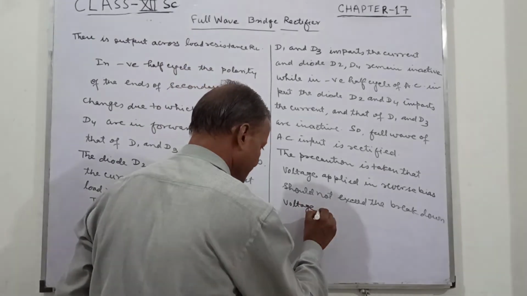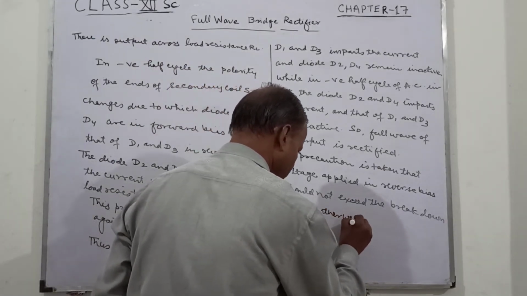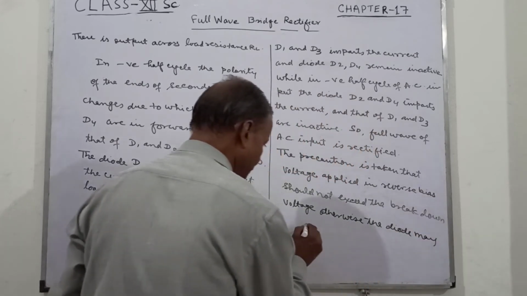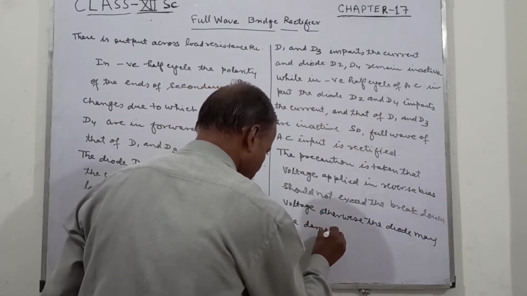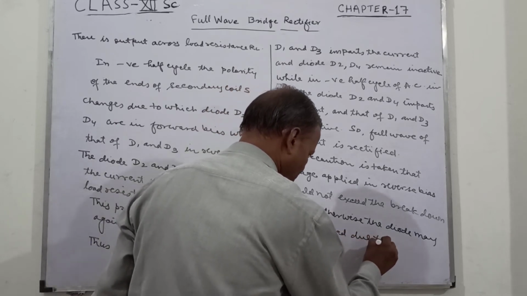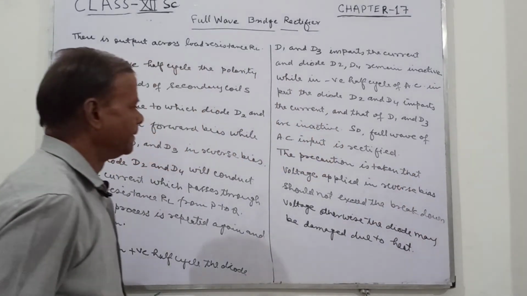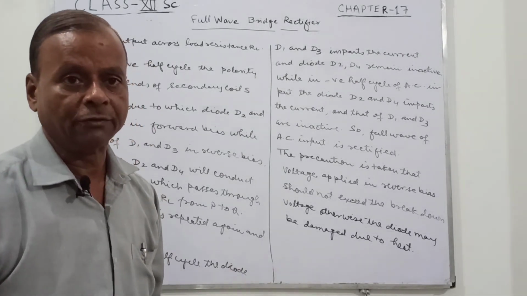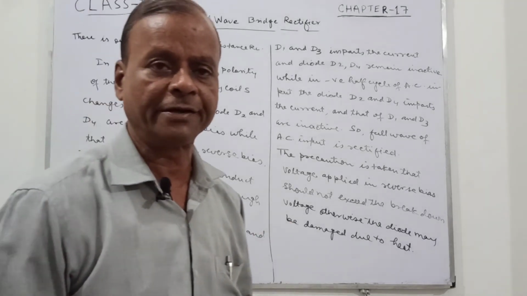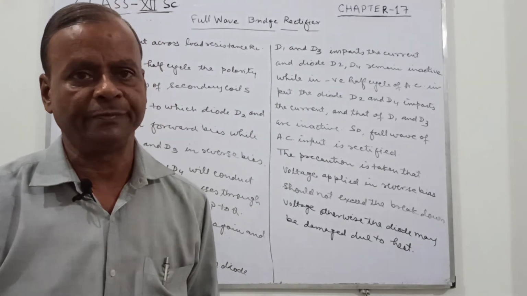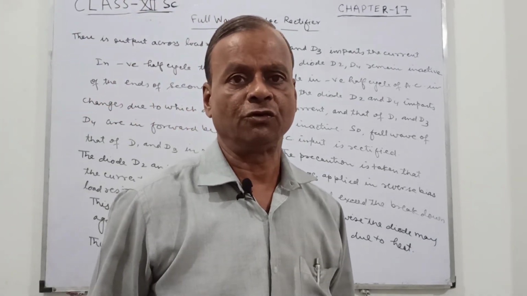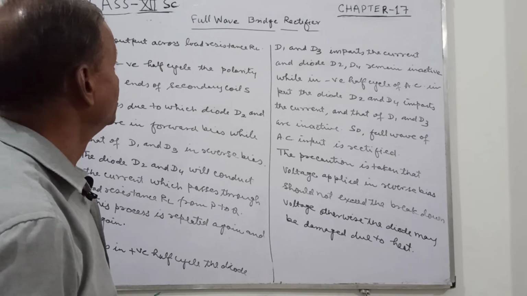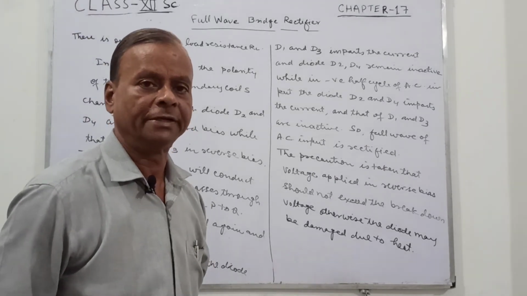Otherwise, the diodes may be damaged due to heat. This precaution is taken whether we use the bridge rectifier or the simple rectifier. In both cases, it is always remembered that in reverse bias, the voltage should not exceed the breakdown voltage. So this is about the bridge rectifier.